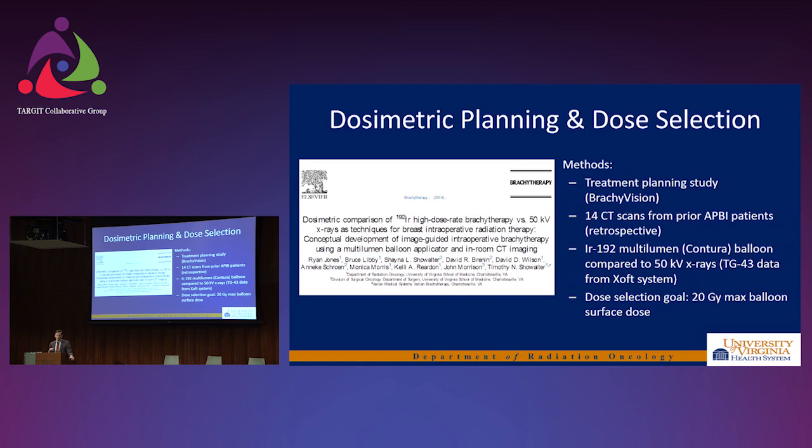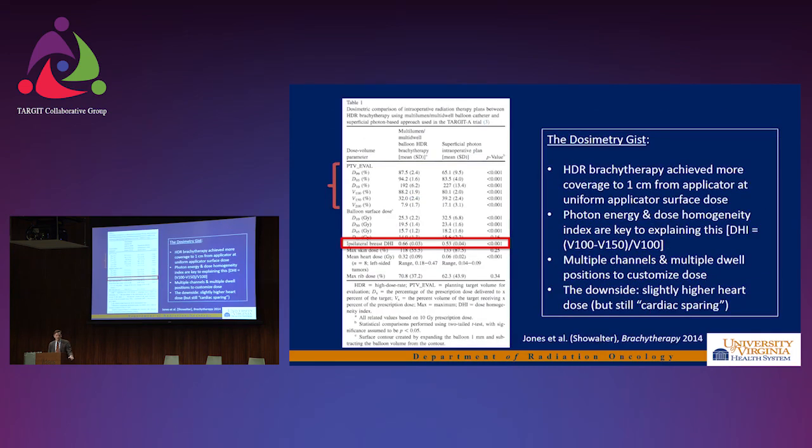The second phase of the project was, if we set as our goal to have a 20 gray applicator surface dose, what can we give to a PTV eval volume, which is an APBI term for essentially what's deep, what's 1 centimeter away from the applicator, the basic gist.